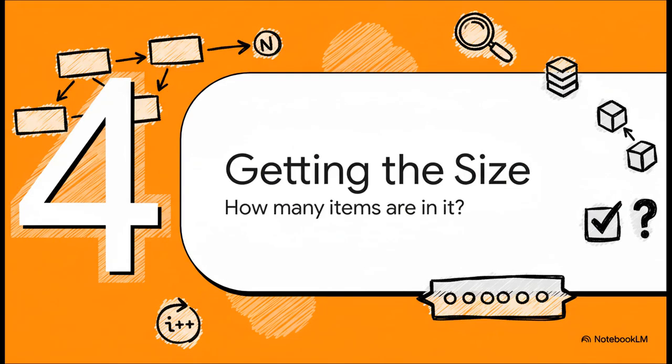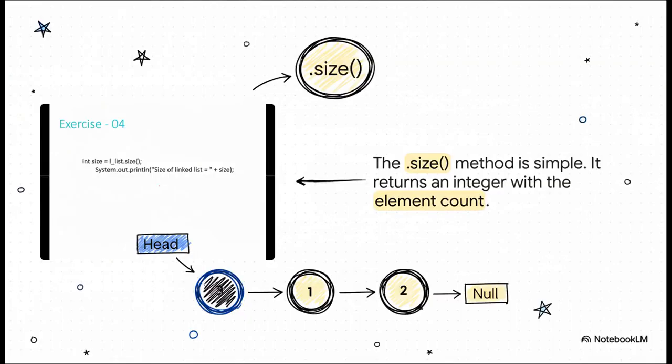All right, let's look at something that's super quick, but also super essential. Just checking how many items you currently have in your list. It honestly doesn't get any easier than this. You just call the .size method, and it gives you back one number, the count of elements in the list. This is so important for things like loops, where you need to know when to stop.